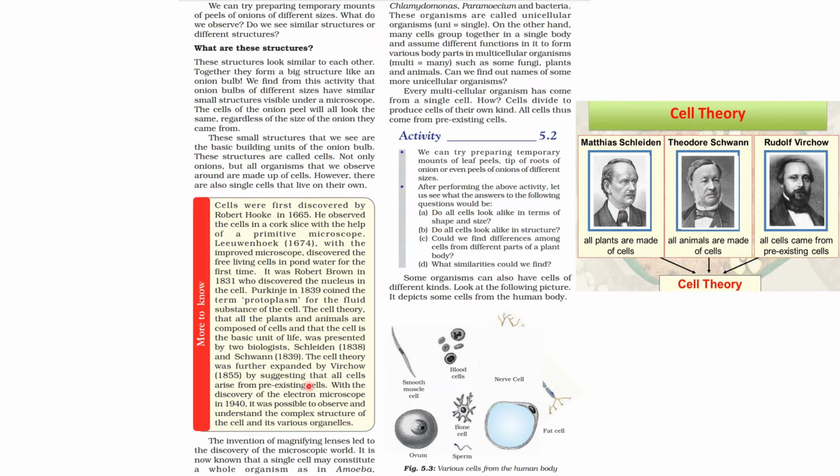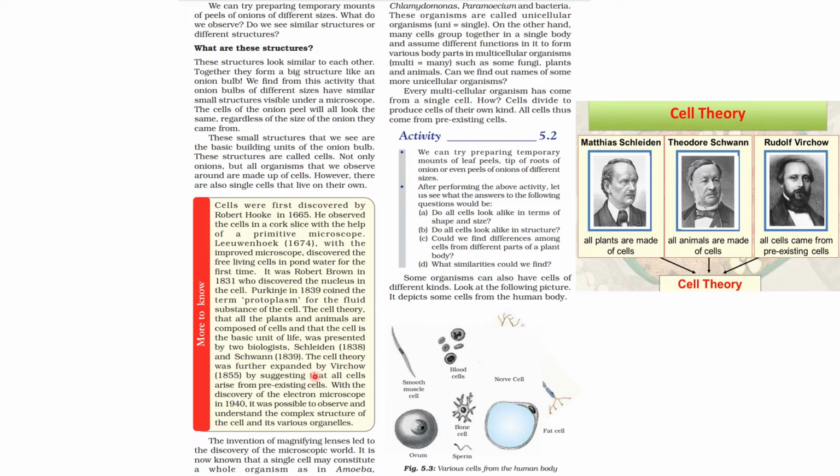The cell theory was further expanded by Virchow, 1855, by suggesting that all cells arise from pre-existing cells. With the discovery of the electron microscope in 1940, it was possible to observe and understand the complex structure of the cell and its various organelles.